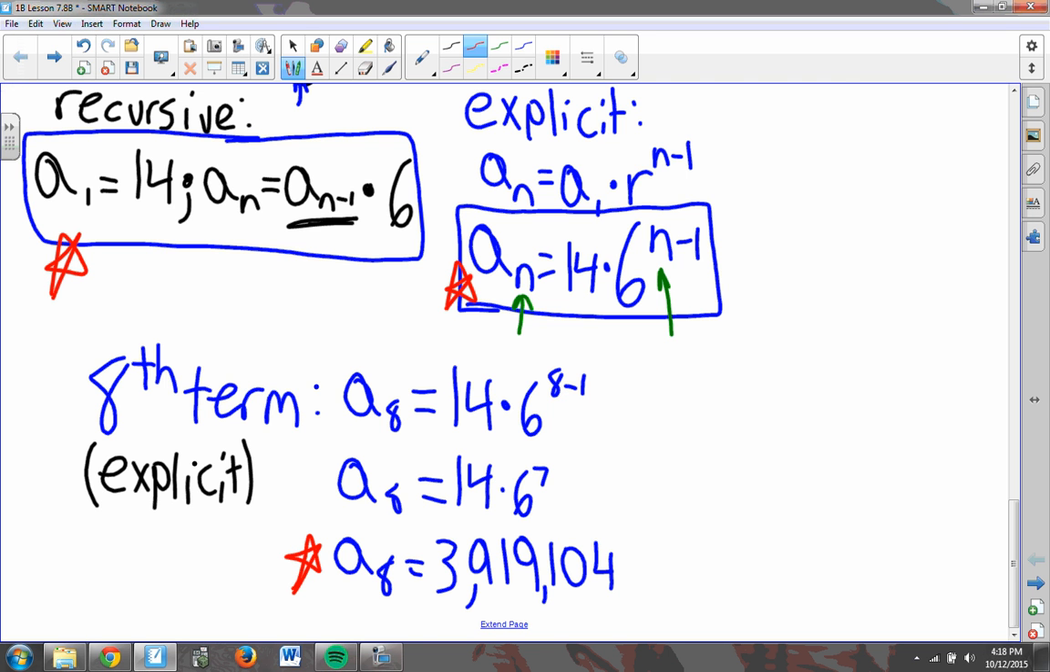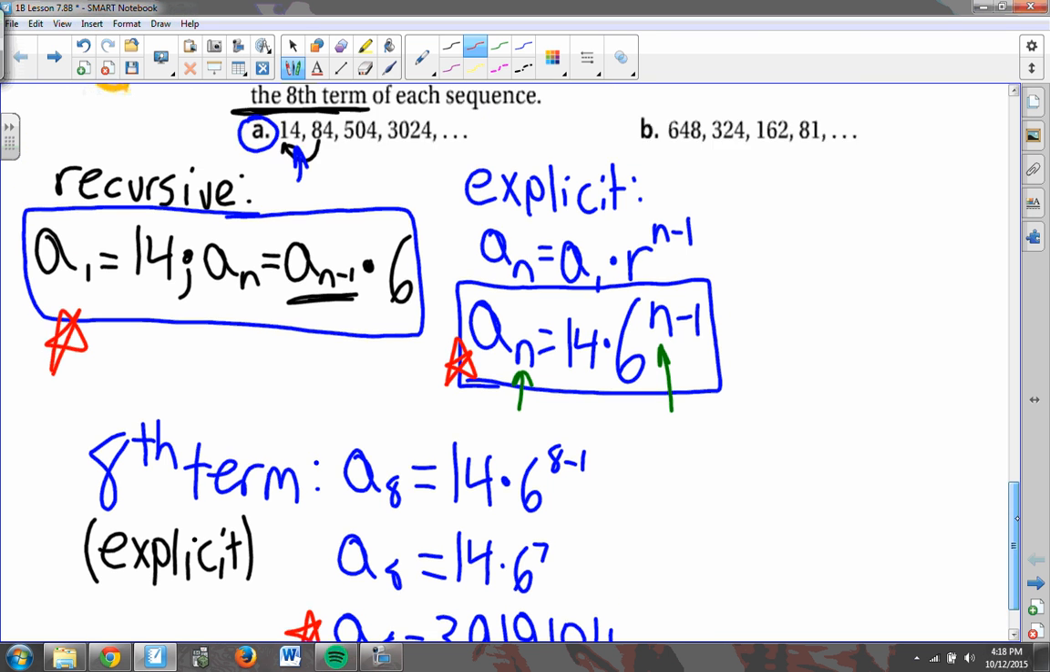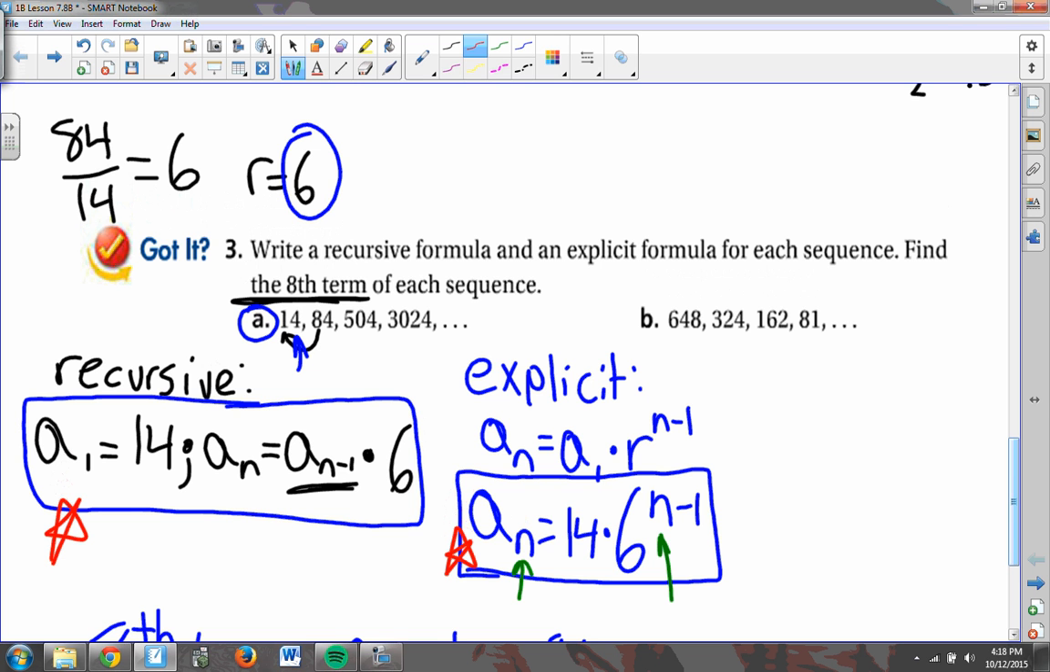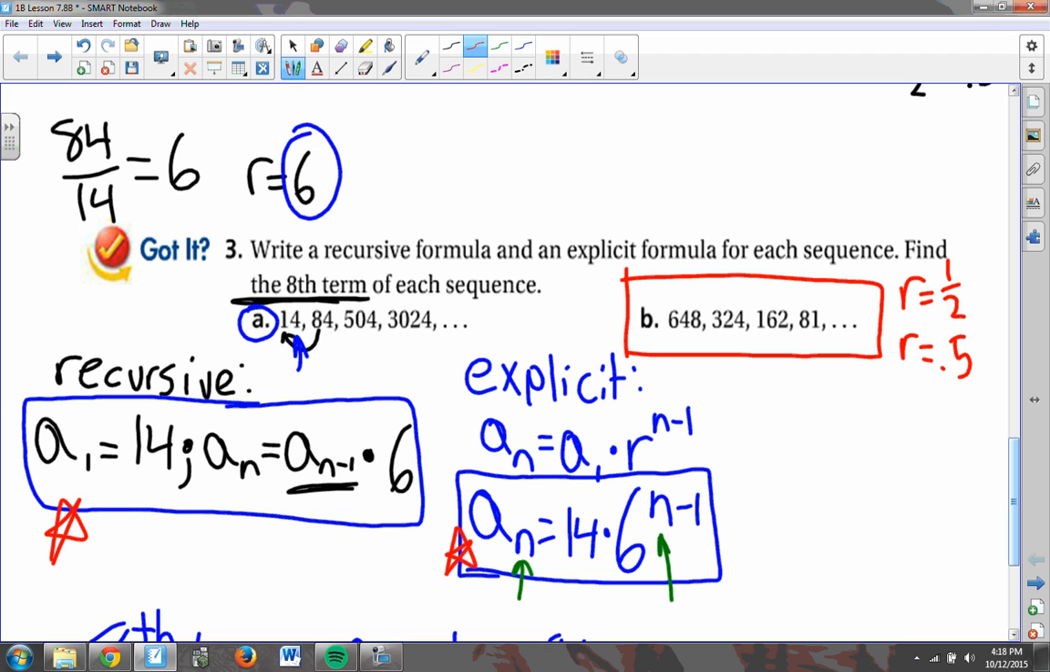Now, I would like you to do the same thing for letter B, for this formula here. Again, your r value is going to be something less than 1. Again, we are cutting in half every time here. Okay? So again, our r value is 1/2 or 0.5. Okay. So write me 2 formulas, please, and use one of them to find the 8th term.